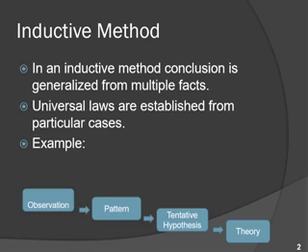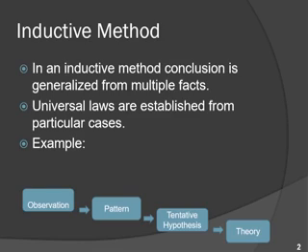Now if you look at the inductive method, it is a method where the conclusion is generalized from multiple facts. So we are in search of multiple facts, we combine those facts and then we come to a point where we generalize our result. All the universal laws that we see around us are established from these particular cases which are combined together. Their pattern has been followed for some time and accordingly we reach a conclusion, that is, we establish some theory.